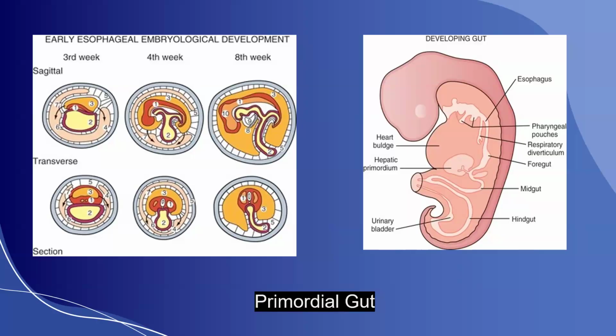During week 6 of gestation, the circular muscle coat and ganglion cells of the myenteric plexus will form, and during week 7, blood vessels will enter the submucosa.